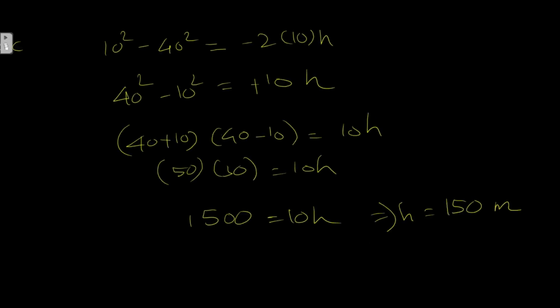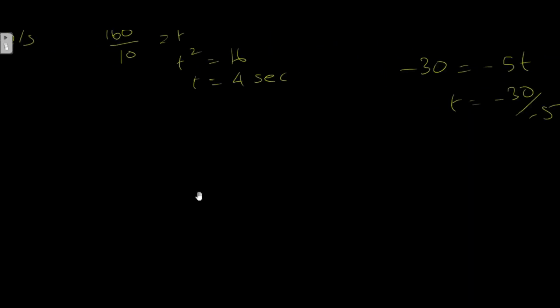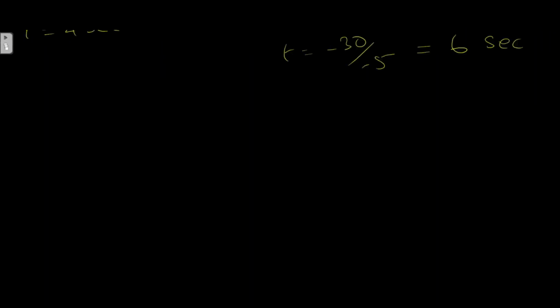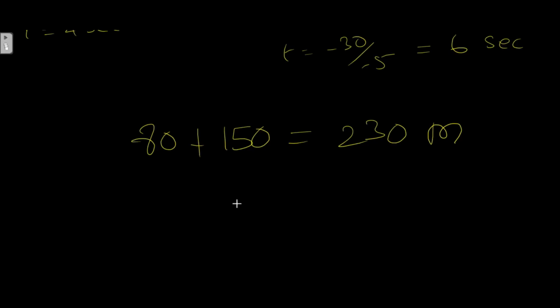Then what is the height 6 seconds after opening the parachute? It is 150 meter. So the total height is 80 plus 150, that is equal to 230 meter. And the time taken in free fall is 4 seconds, and after opening the parachute, reaching the ground takes 6 seconds. The total time taken from the starting point to the ground is 10 seconds. Clear? Okay, we'll move on to the next sum.